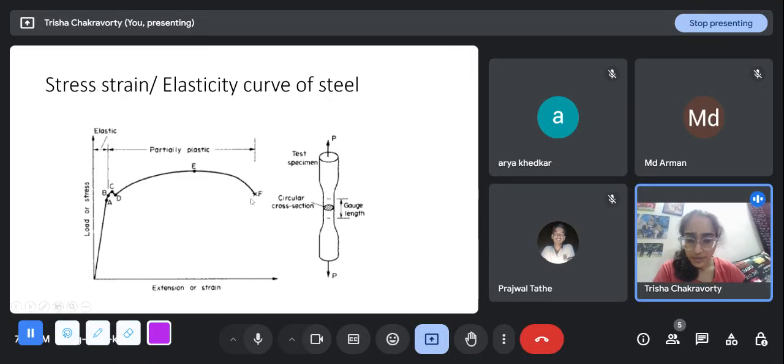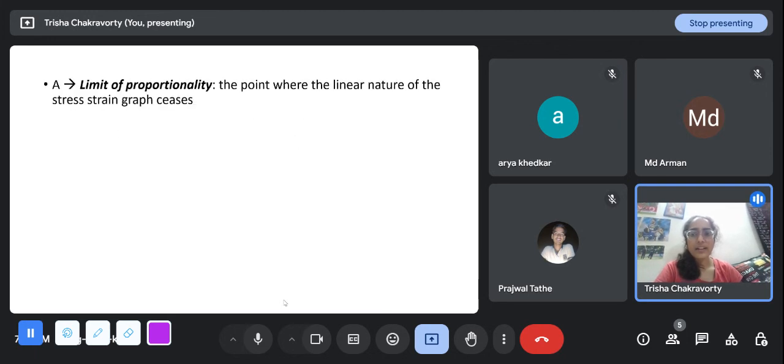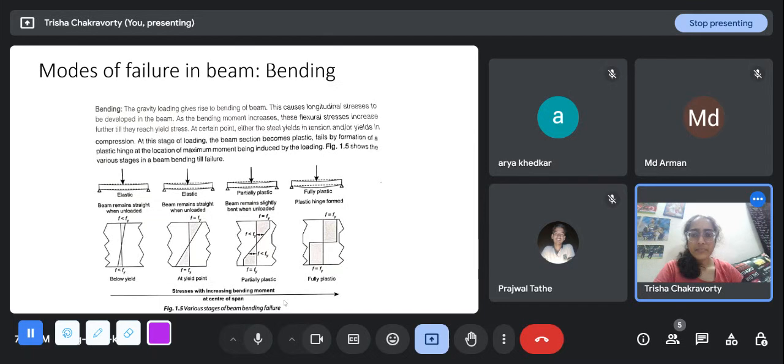So the stress corresponding to F here is the ultimate tensile strength, Fu, that is 410 in the steel that we use in India, 410 megapascal.